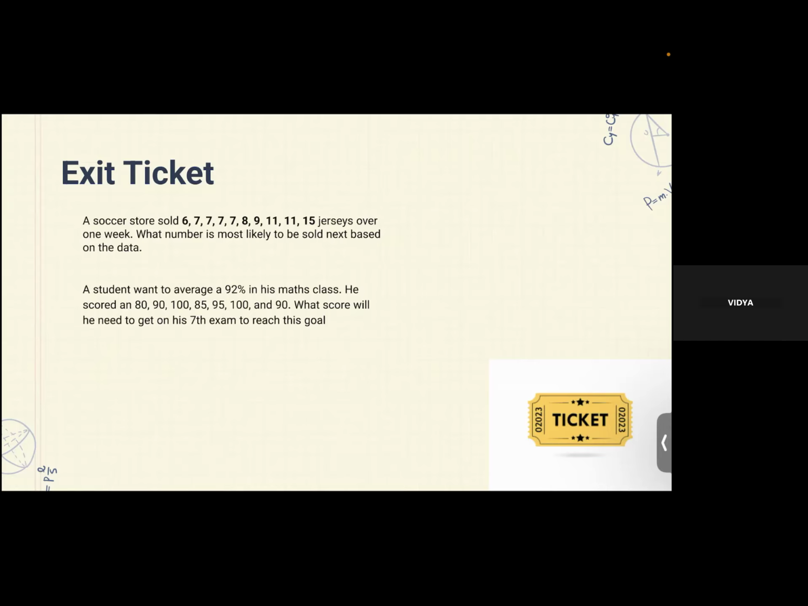Answer is 7. Yep. That is correct because 7 appears the most amount of times. That means that football player is the most popular. So that is most likely to be sold. So that is mode. So we are figuring out what is most common to be sold next.